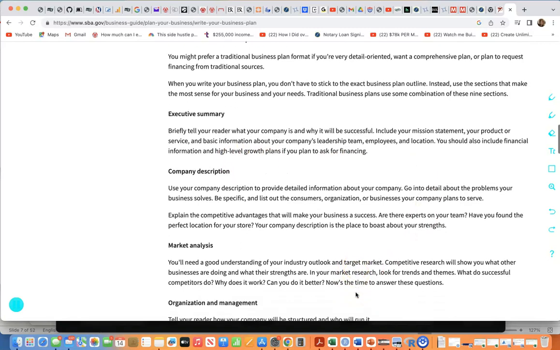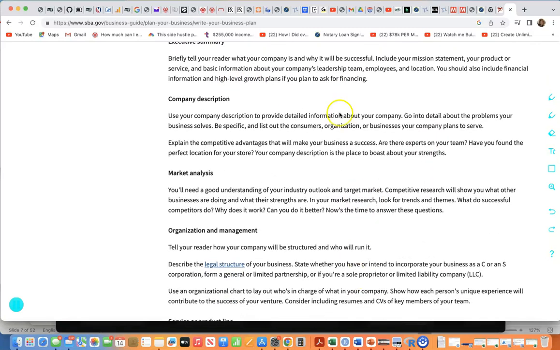Then we have our company description. You're going to provide detailed information about your company. And in this section of the business plan, the company description, we want to know what problem you're going to solve as a business. This shows the lender or the investor or whoever's reading this that there is a need for your company. It tells you to be specific, so you're going to list your consumers, the organizations or businesses that you're going to serve within this area.